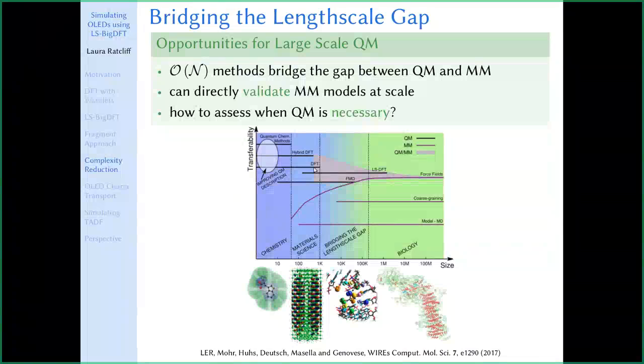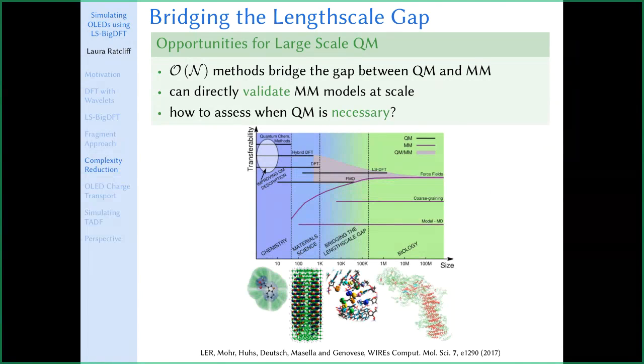Which means we can, on the one hand, have a fully quantum mechanical approach. On the other hand, we can treat large enough systems that we're able to directly validate classical approaches at scale. But then the question arises, just because we can do lots of atoms, how do we know whether it's strictly necessary to treat so many atoms using a quantum mechanical approach?